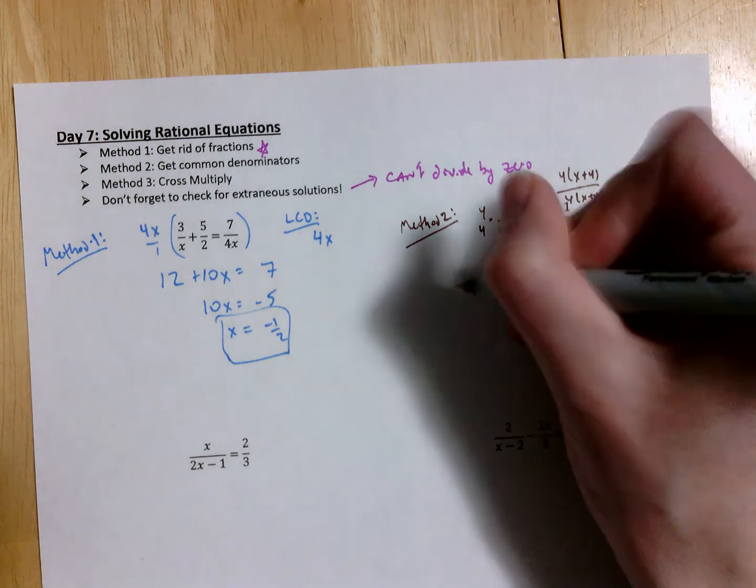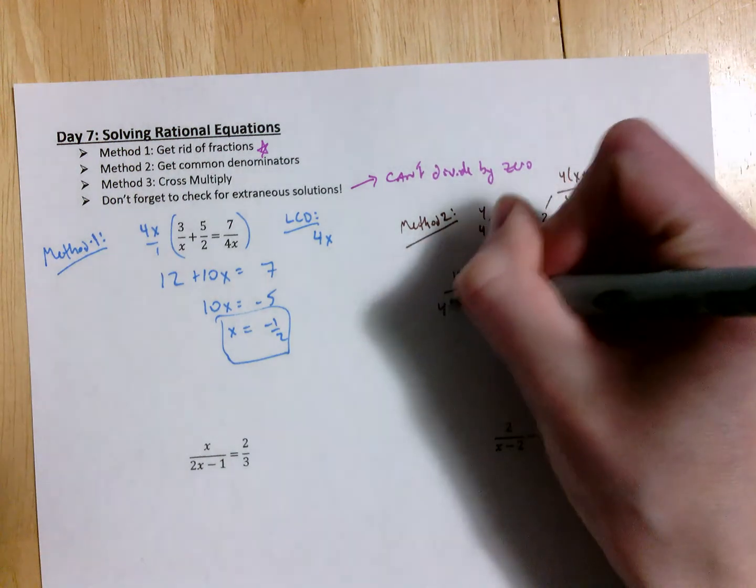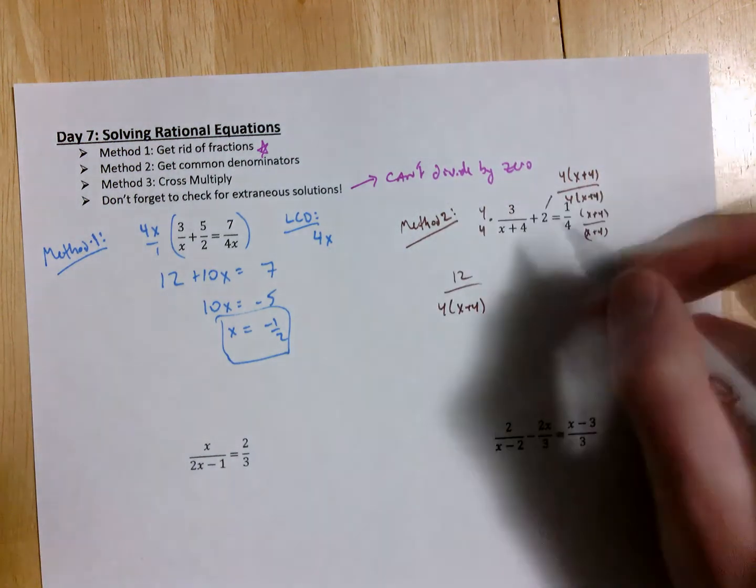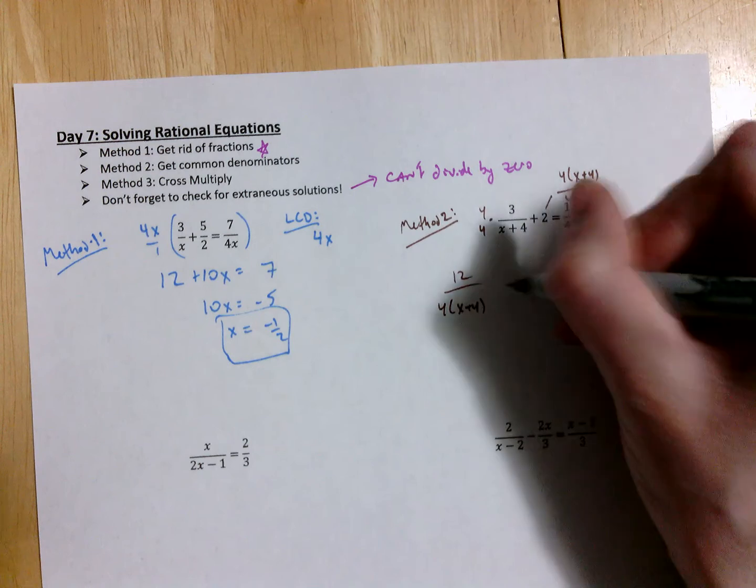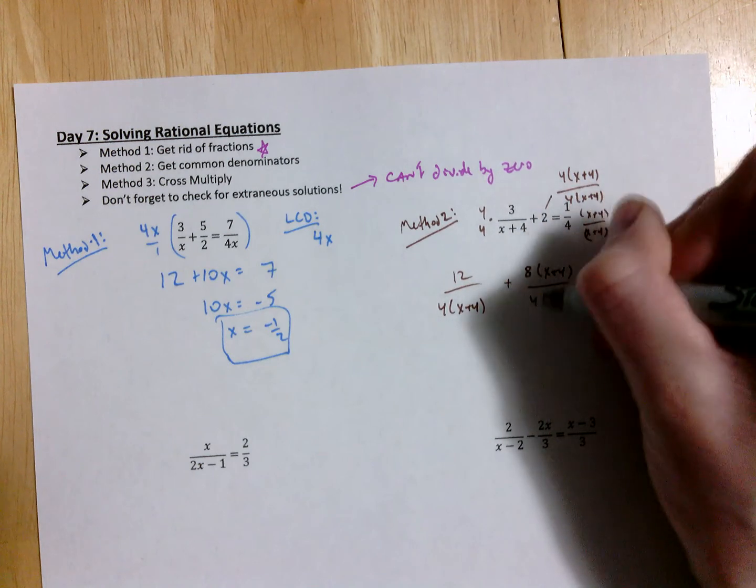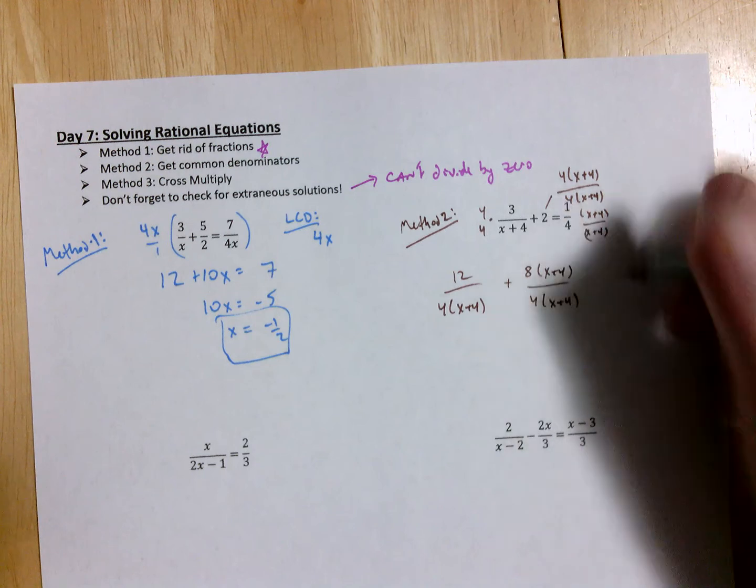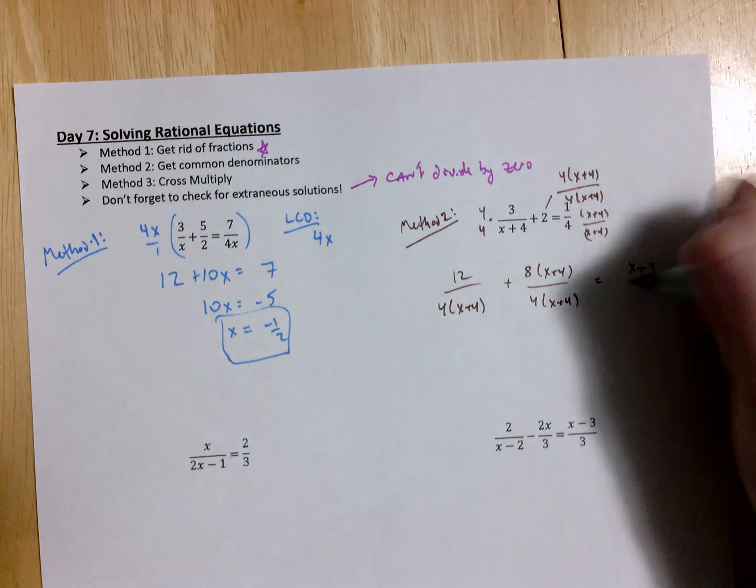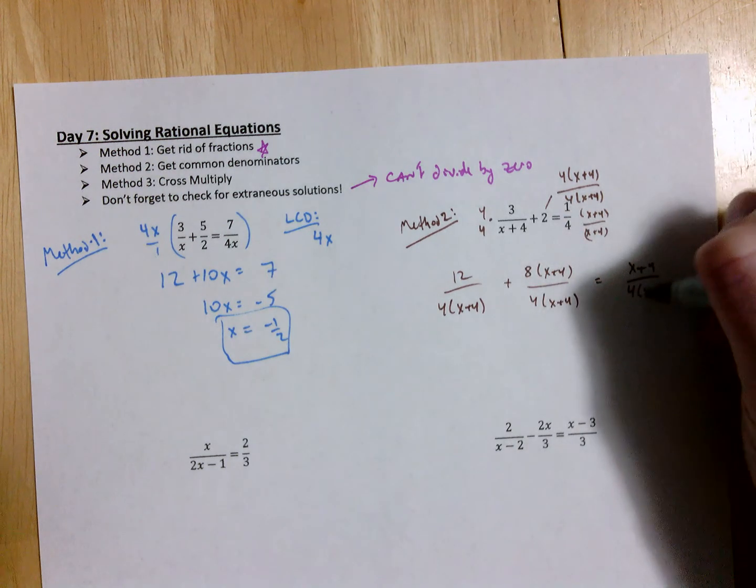And then this guy is just going to get multiplied by the x plus 4, top and bottom, right? So here I'm going to end up with 12 over my common denominator. This guy I'm going to end up with 2 times 4 is 8, so 8 times x plus 4 over my common denominator. And then this guy will end up x plus 4 over my common denominator.